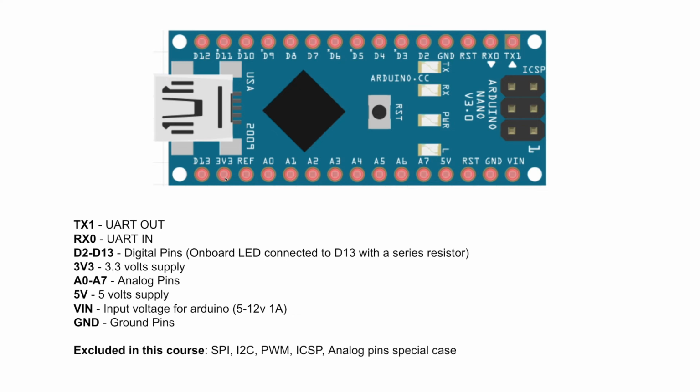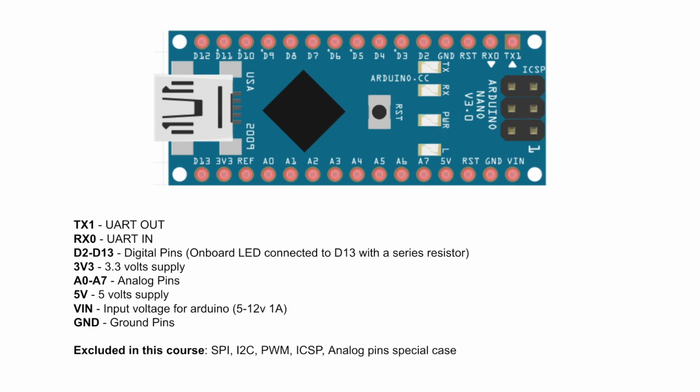Now the next pin is 3V3. I'll talk about this and the 5V pin together because they both do the same thing except that the voltage level is different. These pins provide 3.3 volts and 5 volts respectively. So if you have a requirement of 3.3 volts or 5 volts in your circuit, you can use these two pins to power up that circuit.